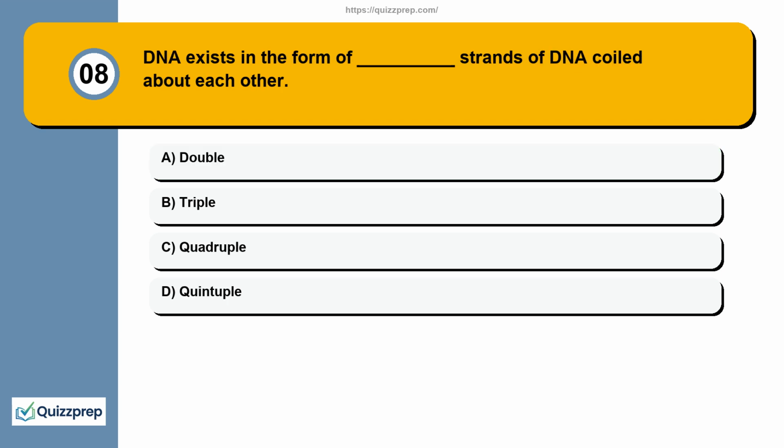Question 8. DNA exists in the form of blank strands of DNA coiled about each other. Double, triple, quadruple, quintuple.